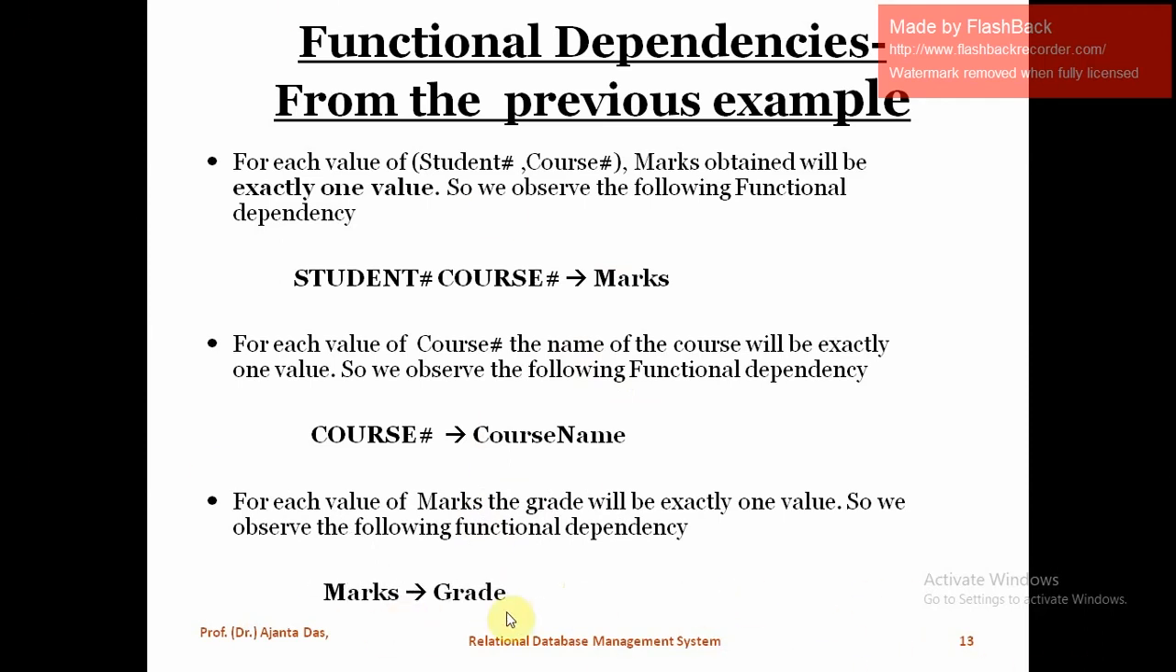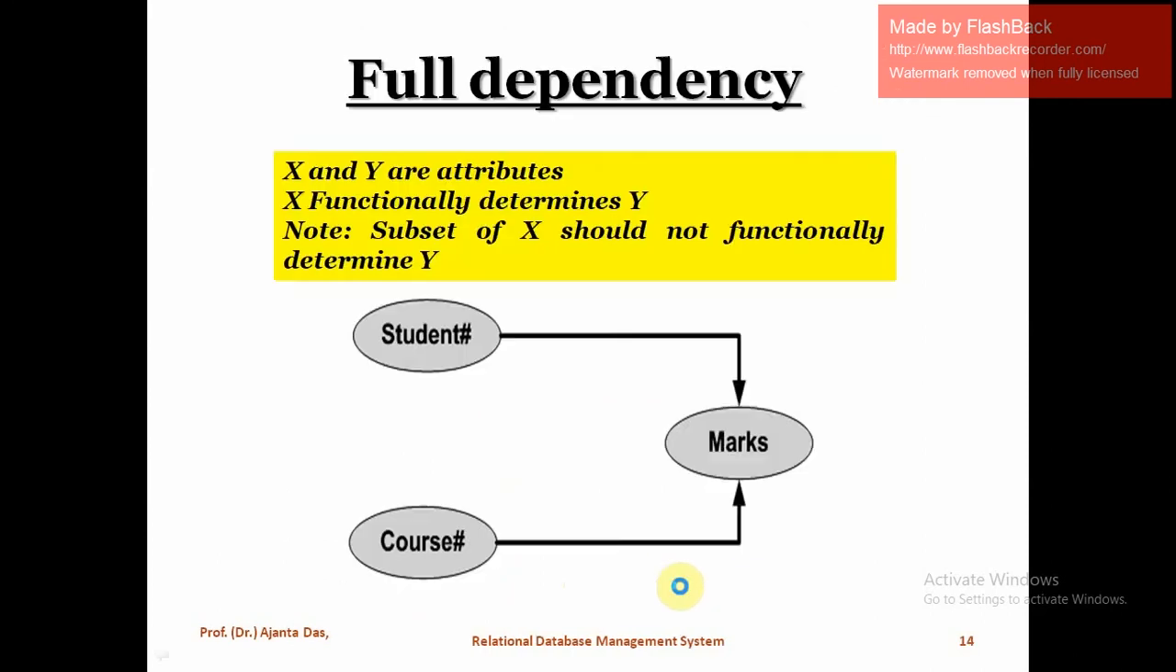So grade can be measured through the marks. Now what do we define by full dependency? X and Y are attributes. X functionally determines Y. Subset of X should not functionally determine Y. So in this example we can see that student number and course number both are determining the marks of the student. So this is the example of full dependency.